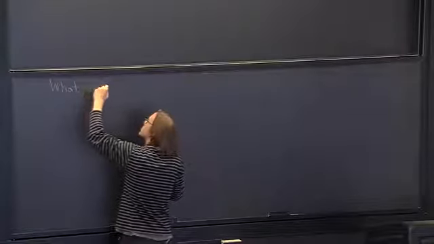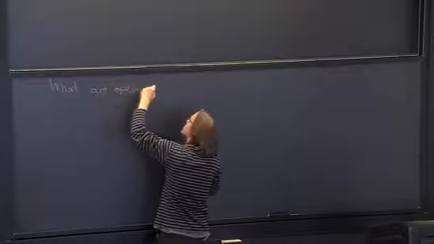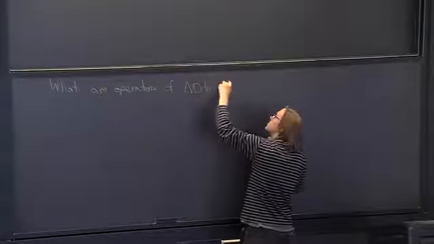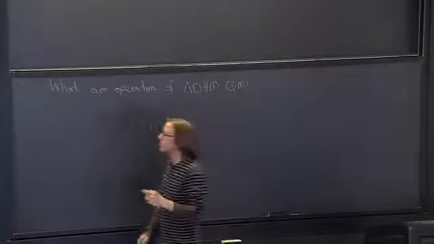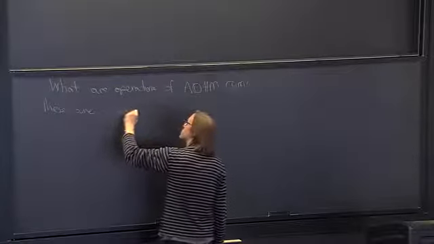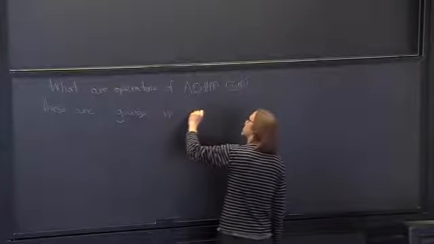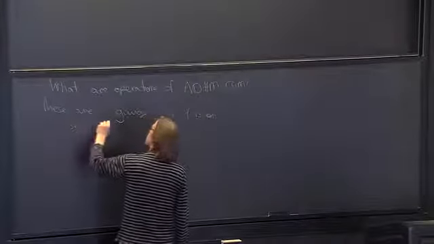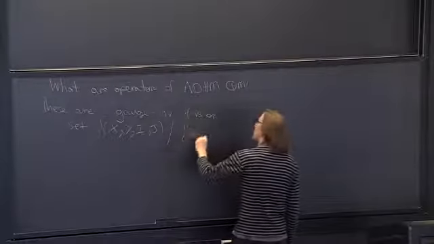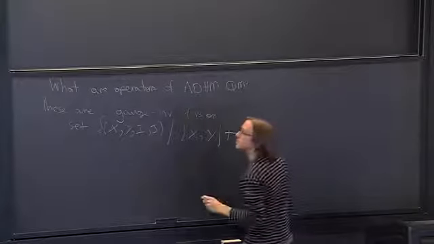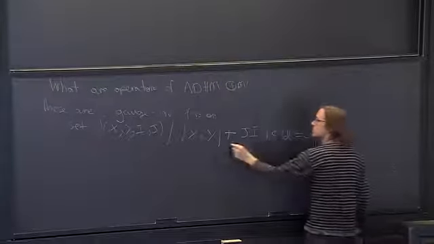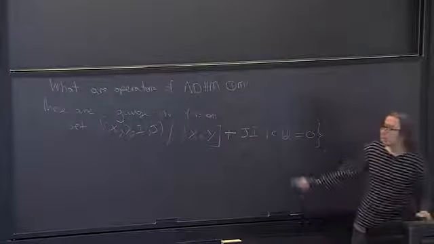So what are the operators of ADHM quantum mechanics? Well, these are gauge invariant functions on the set of X, Y, I, J, such that XY plus, where does it go, JI plus c times the identity is 0. So you can enumerate all of these operators.